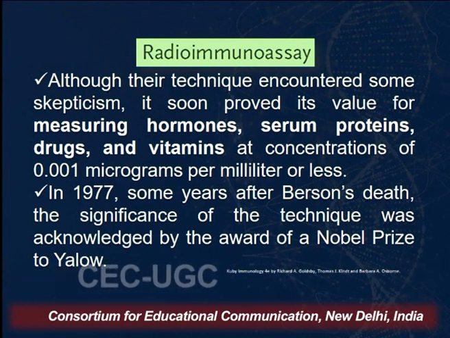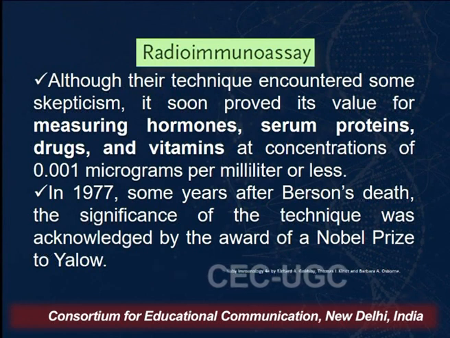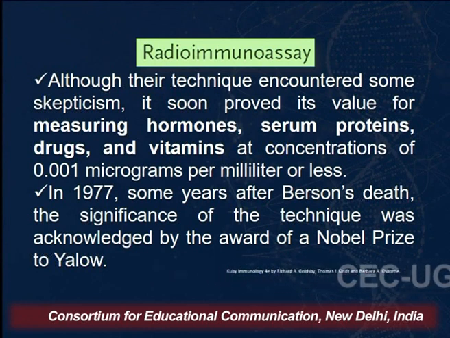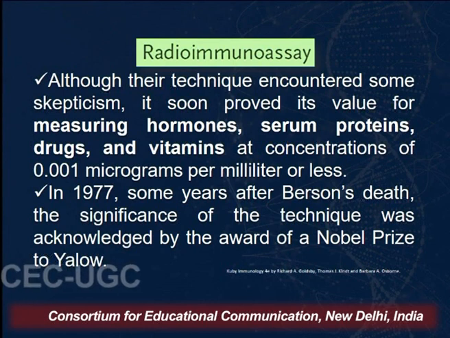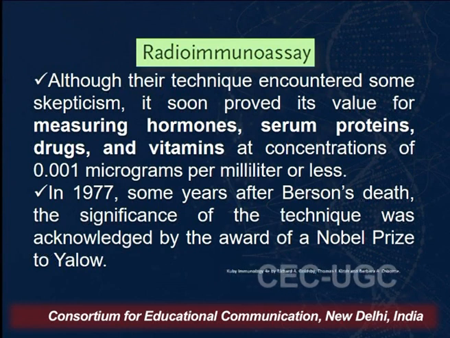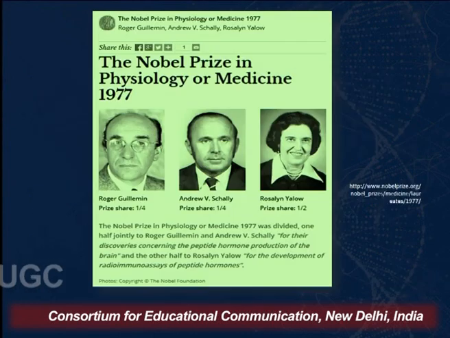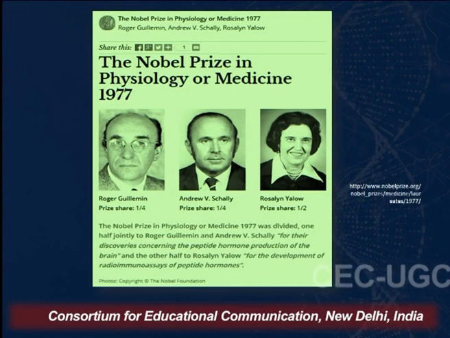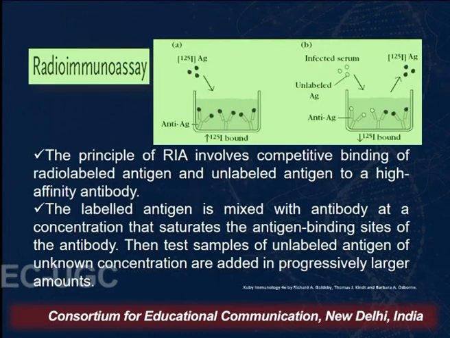Now this technique has been utilized to measure hormones, serum proteins, drugs, and vitamins at very low concentrations also. So it can be very useful in determining the amount of hormones and serum proteins in samples. For this discovery, in the year 1977, Yalow got a Nobel Prize, which she shared with the other Nobel laureates.